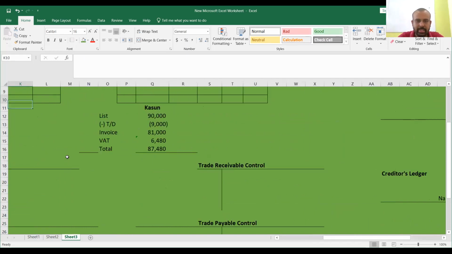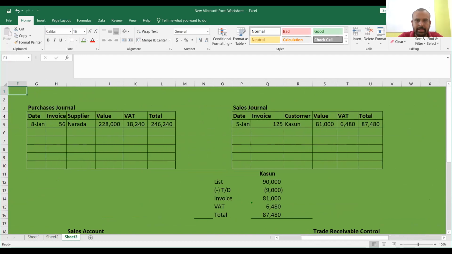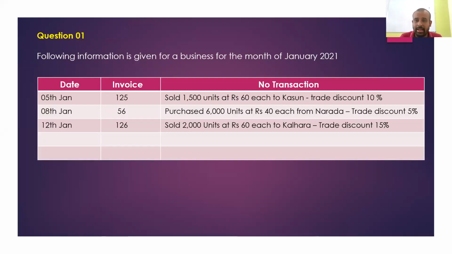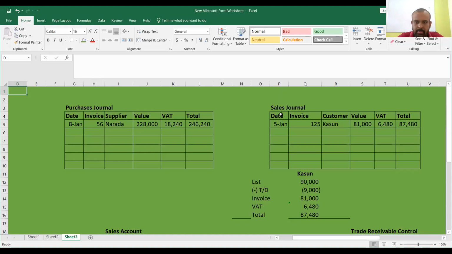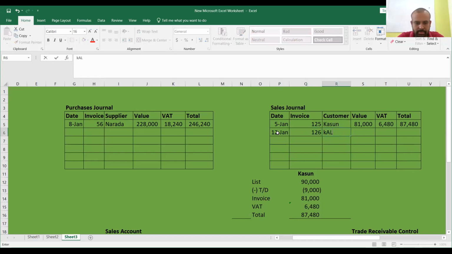We will move to the next. Right. What next? Yeah, 12 January there was a credit sales to Kalhara, 15%, right? On 12 January, invoice number 126, Kalhara, right?